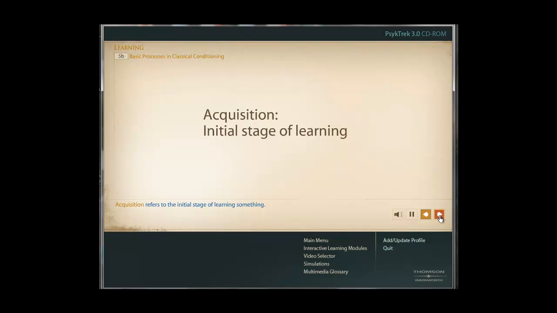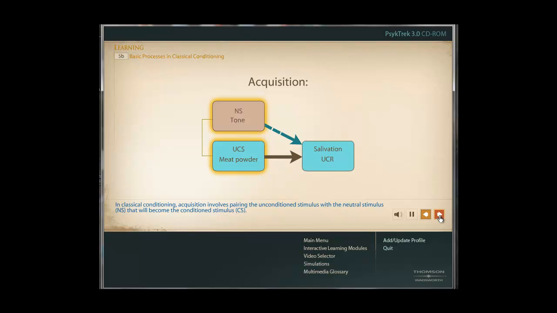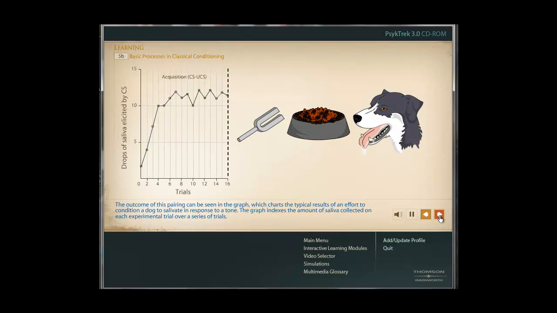Acquisition refers to the initial stage of learning something. In classical conditioning, acquisition involves pairing the unconditioned stimulus with the neutral stimulus that will become the conditioned stimulus. The outcome of this pairing can be seen in the graph, which charts the typical results of an effort to condition a dog to salivate in response to a tone.